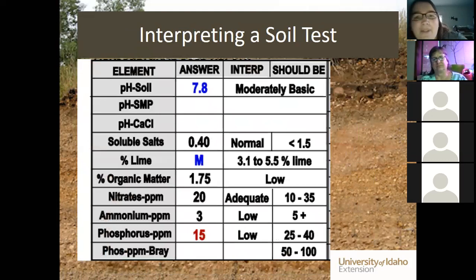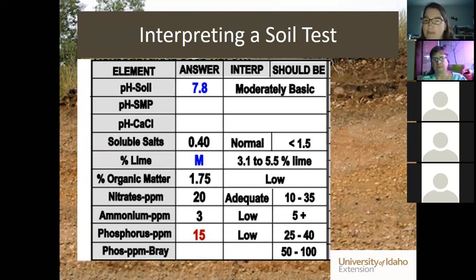Okay, so we're going to walk through a soil test, and this happens to be the printout from Harris Labs, the one we're going to use. And we're going to just kind of talk about what things mean as we walk through this report. So the first thing it gives us is pH of the soil, and this one was a 7.8, so moderately basic. So 7 is in the middle, so we're just a little bit to the right of being even there at the 7. Soluble salts is 0.40, which they're calling normal.